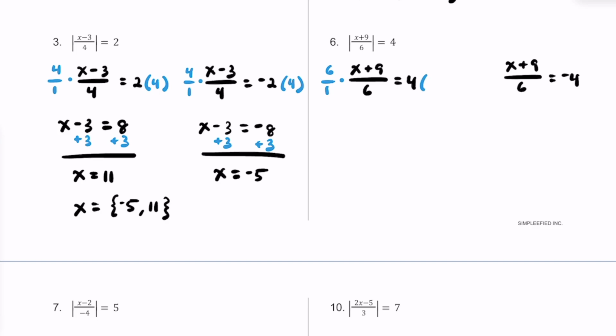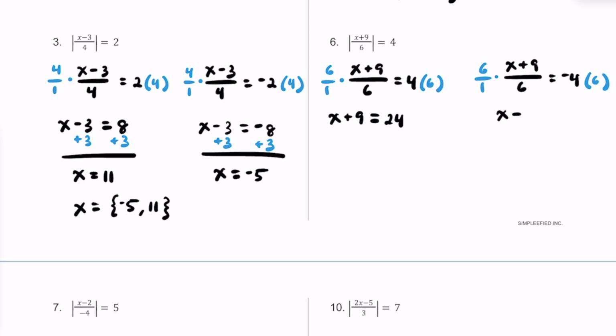Let's go ahead and multiply both sides by 6, and we can do that for both of these equations. That way we don't have any fractions anymore. So for the equation on the left, these 6's will cross cancel. We're going to be left with this x plus 9 is equal to, and this 4 times 6 is going to be 24. And for the equation to the right, these 6's are going to cross cancel as well.